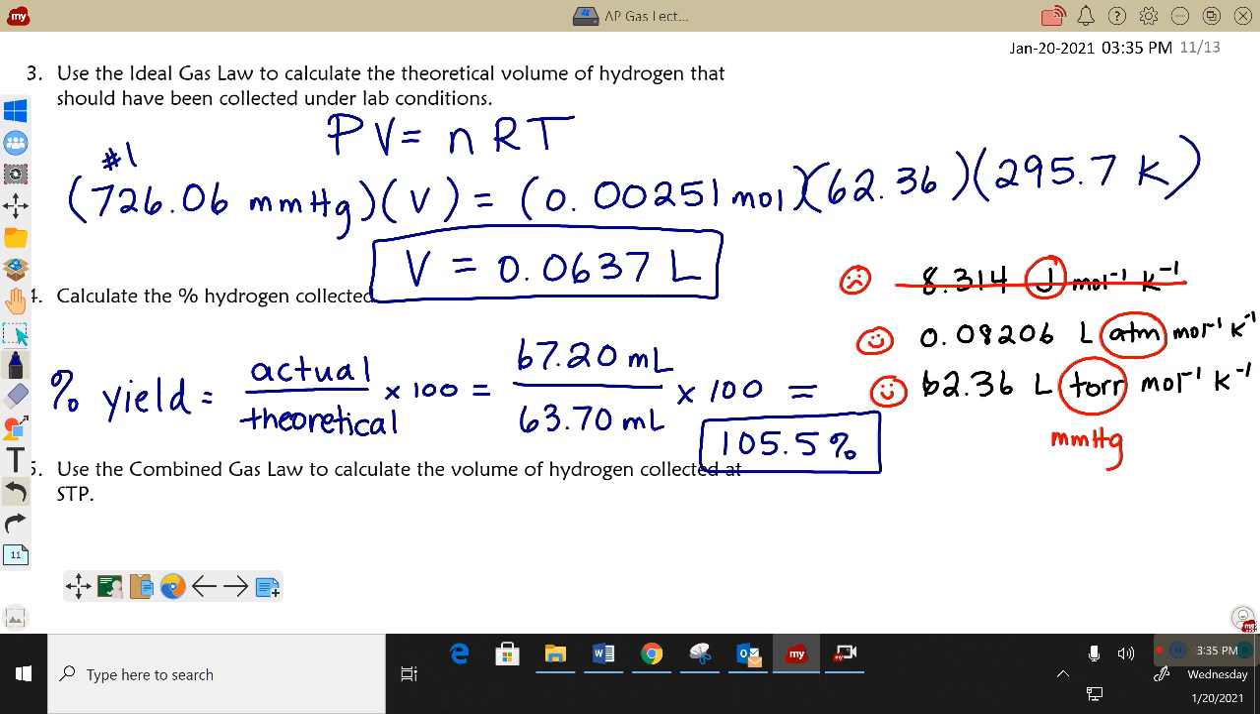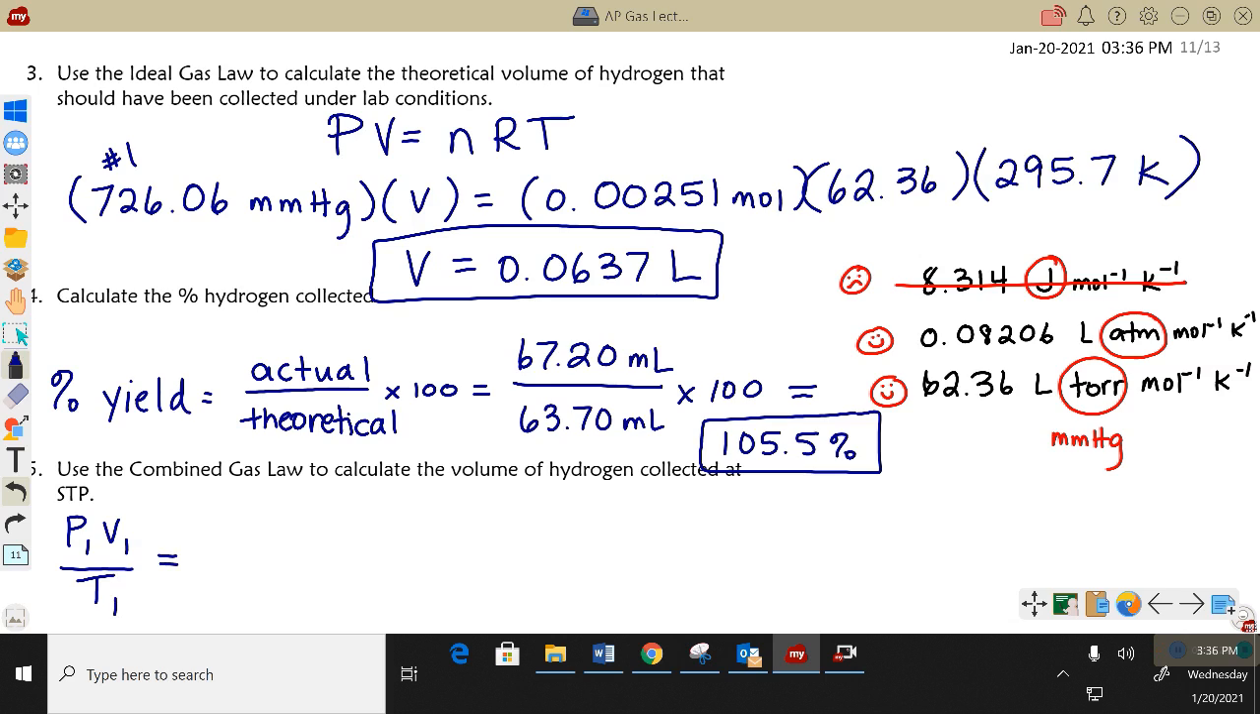All right, then moving on to number 5, using the combined gas law. Calculate the volume of hydrogen collected at standard temperature and pressure. Okay, so disclaimer, the combined gas law is not in the equation packet. But don't worry about it. They're not going to have you solve anything with the combined gas law. It's a fine little gas law, and sometimes you use it in first year chem, but it will not be on the AP exam.